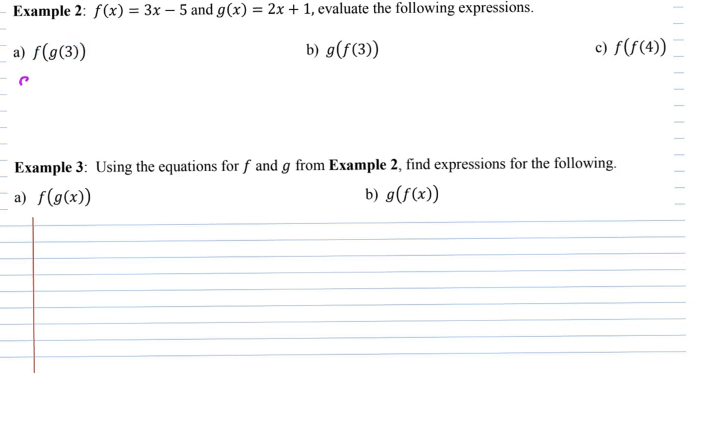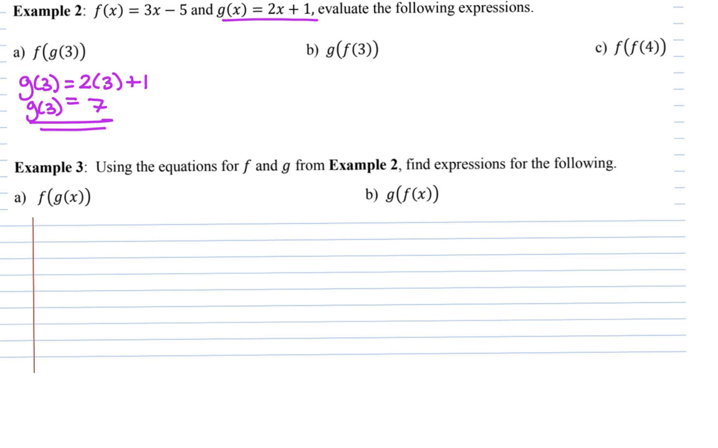So we're going to go g of 3. We're going to find what the answer for g of 3 is. That means in the g function, this one right here, wherever I see an x, I'm going to substitute in the 3. And I'm going to simplify that, and I get 7. So now I know that g of 3 is 7.